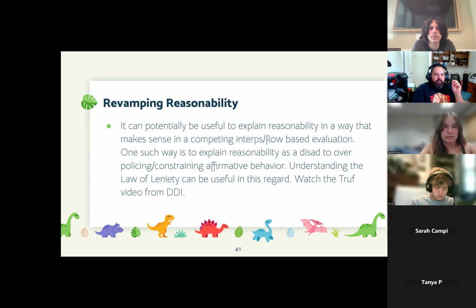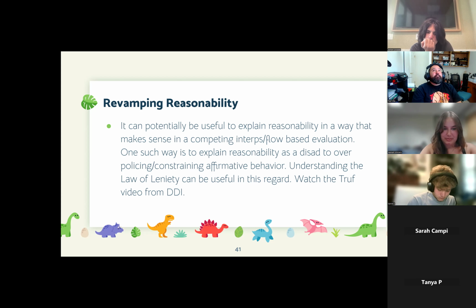Revamping reasonability. There is a lecture on DDI from, I think, Anthony Trufanoff, who's like a goat on this concept, but they argue that it's potentially useful to explain reasonability in a way that makes sense in a competing interpretation / flow-based evaluation. One such way they argue can do this is to explain reasonability as a disadvantage to over-policing / constraining affirmative behavior. He discusses this through the concept of the law of lenity.